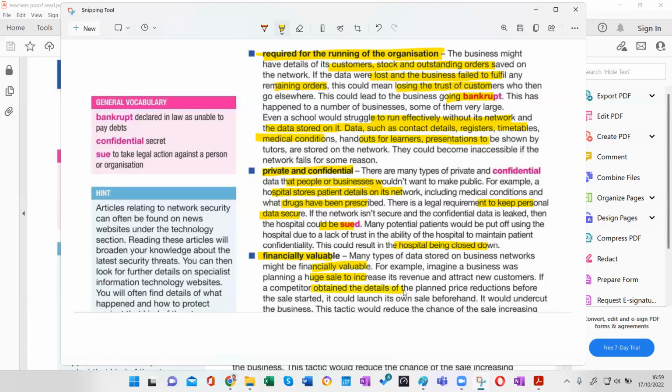If a competitor obtained details of price reductions before the sale started, it could launch its own sale beforehand, right? Before you start the offers, that guy has already started. It would undercut the business. This tactic would reduce the chance of sales increasing. Now, this is something that happens all the time, isn't it? Even with big companies.